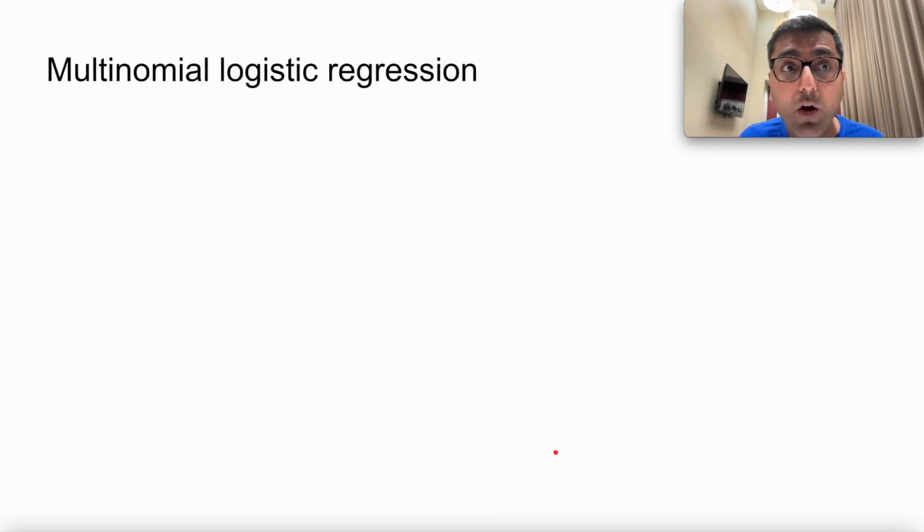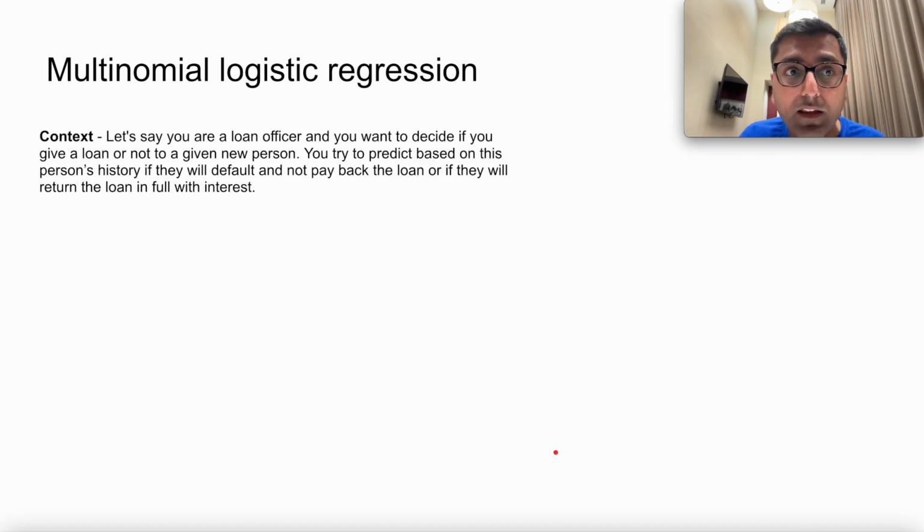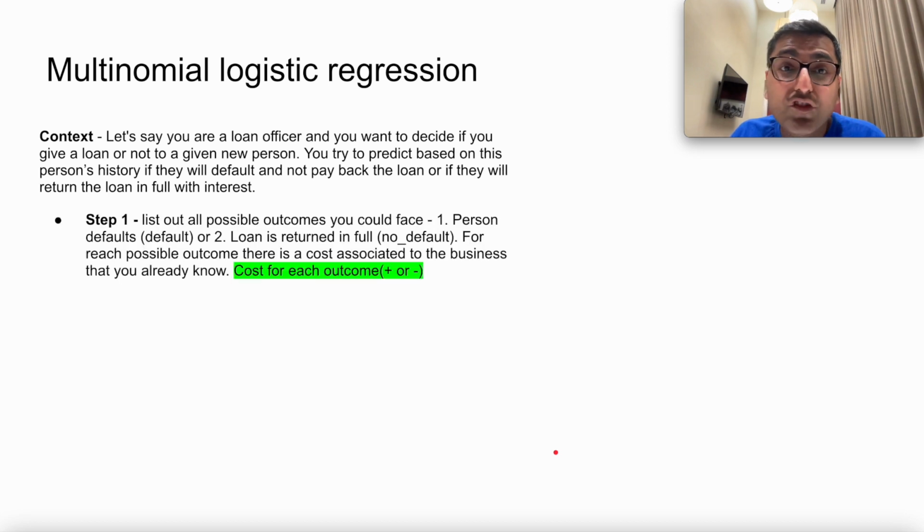So let's look at how multinomial logistic regression actually uses all of these probabilities and costs and the trade-offs associated with them. And we'll make it very concrete. Let's say you're a loan officer and you're trying to detect whether, for this new person that comes in, you should give them a loan or not. So you're trying to predict in some way whether the probability of default is high, right? Whether the person will default or pay back the loan in full, that's something you're trying to predict, and there's a cost to your business. So step one, what do?